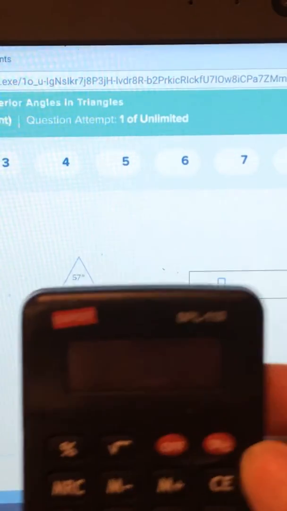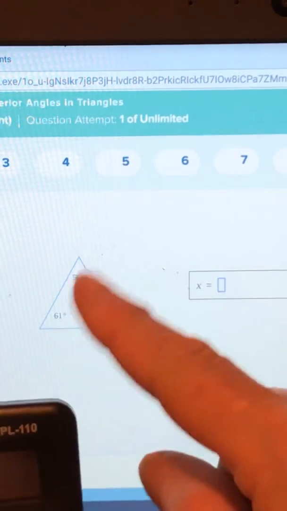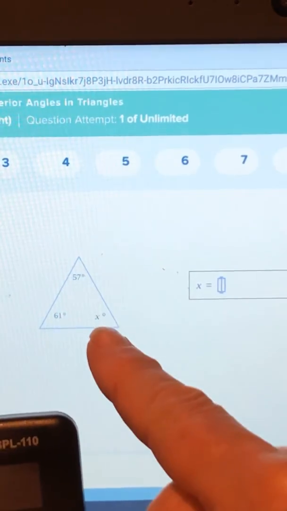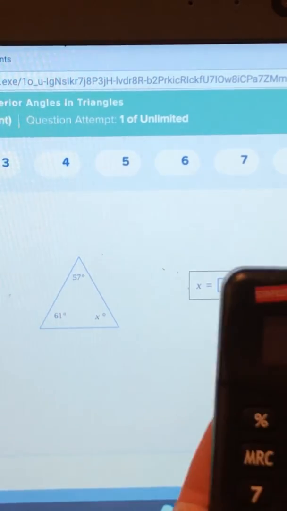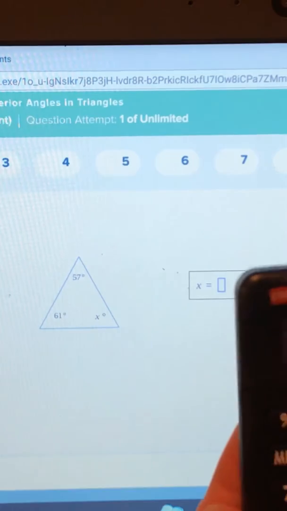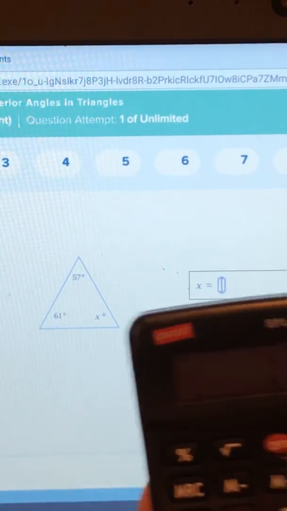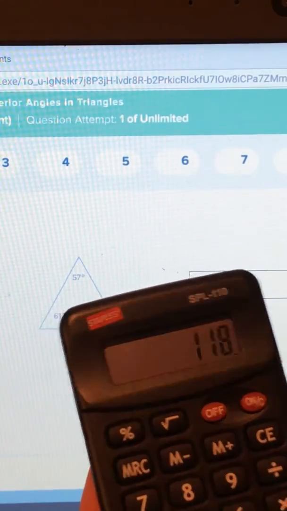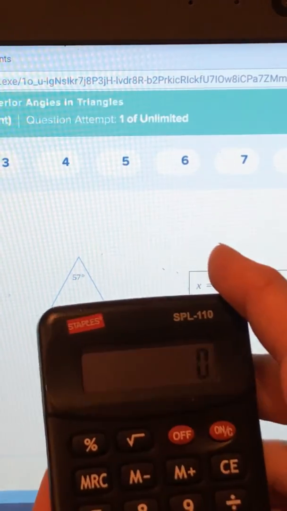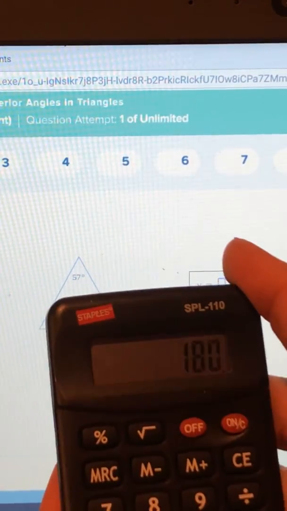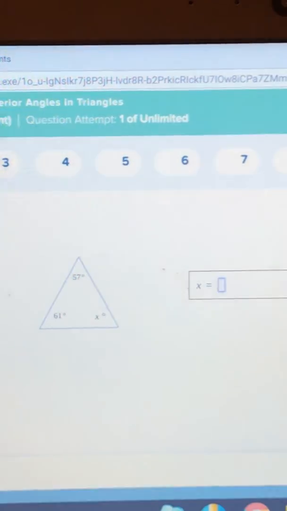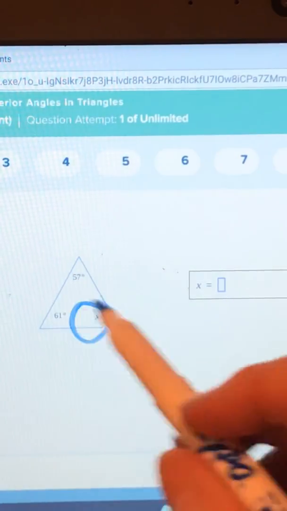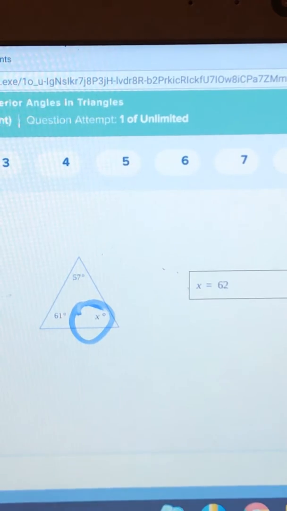Now I'm just going to use the calculator because it's a little faster. There are two angles with the missing angle. I add those together: 57 plus 61 equals 118. Then I clear that and say 180 minus 118 equals 62. So my missing angle here is 62. So I type in 62. All right, number 3.